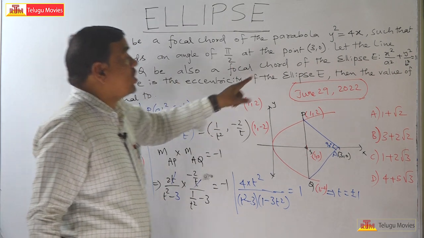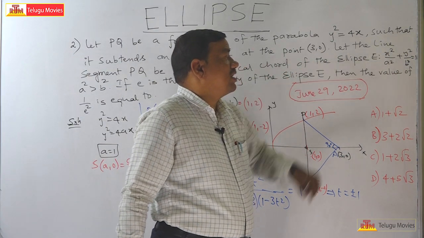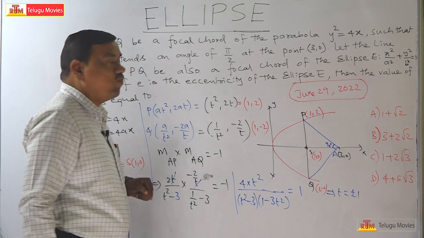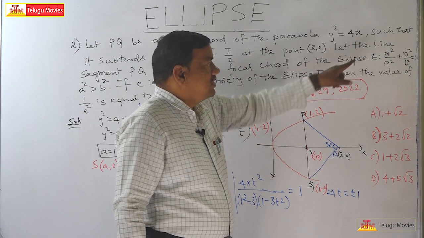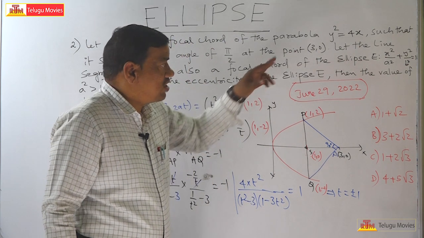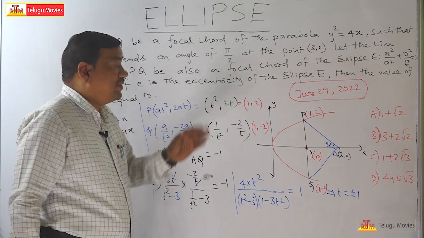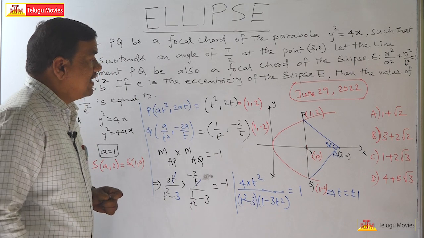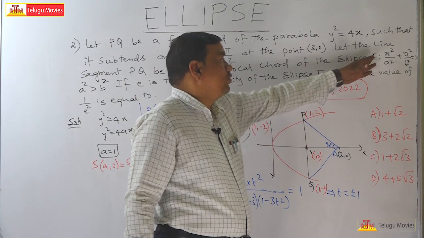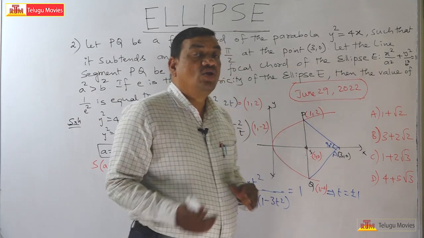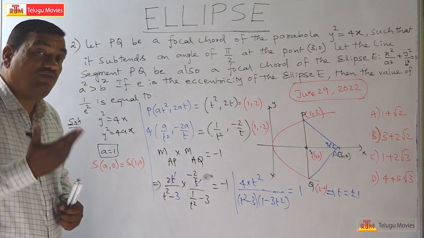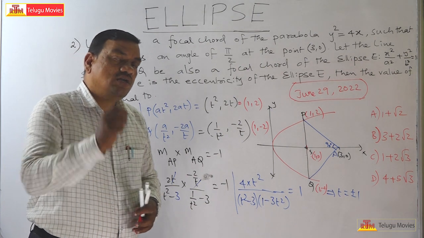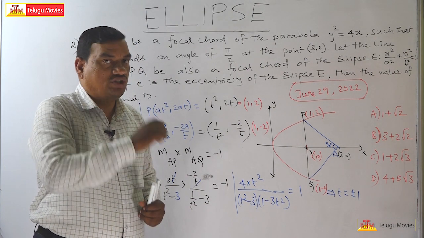PQ is the focal chord of the ellipse x²/a² + y²/b² = 1. Understand this? Focal chord means it passes through the focus of that ellipse, and moreover it is perpendicular to the x axis. We will substitute (1, 2) and (1, -2) there, get equations in a² and b², solve them, and then find the eccentricity. Okay? So let us continue the solution.